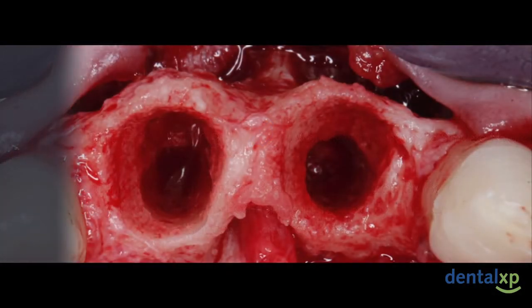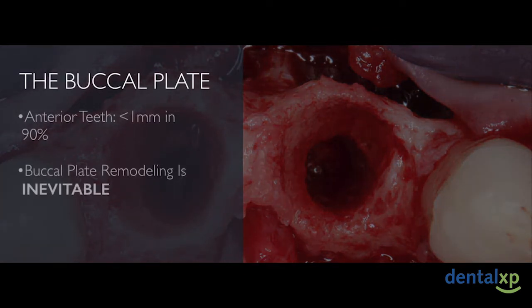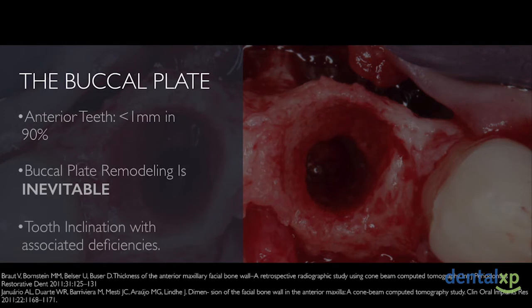And before discussing the buccopalatal positioning of implants, we have to talk about the buccal plate. And we know from the studies that the buccal plate in the anterior segment is less than 1 millimeter in most of the cases. This is compounded by the fact that once we remove a tooth, this buccal plate is going to remodel due to the loss of the bundle bone. In addition, when considering immediate implant therapy, the desired implant position may not necessarily coincide with the anatomical tooth inclination or previous tooth position, which further compromises the situation.